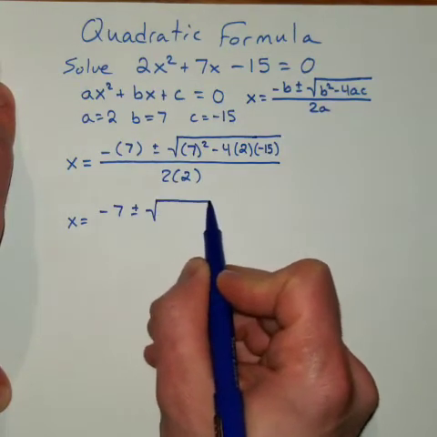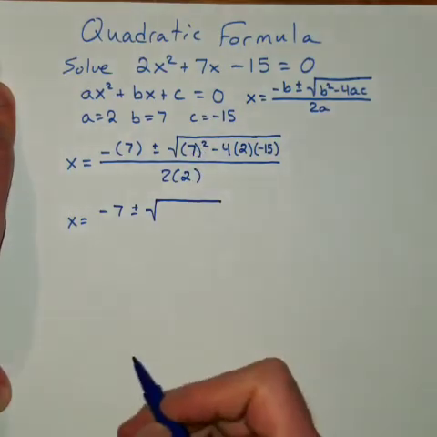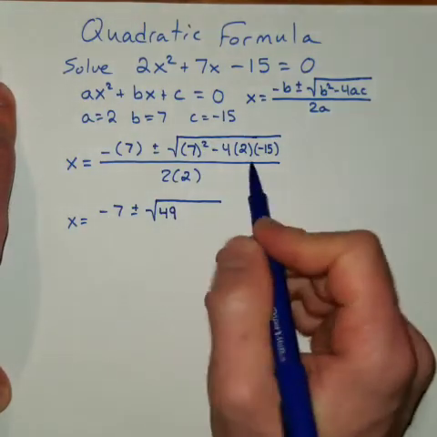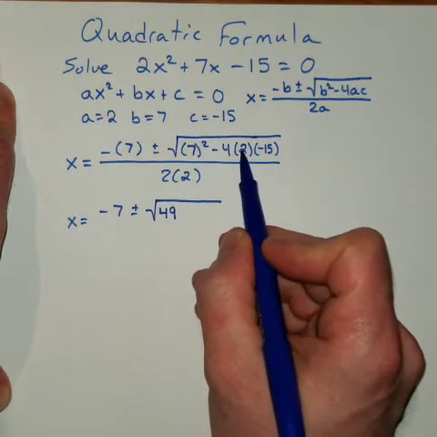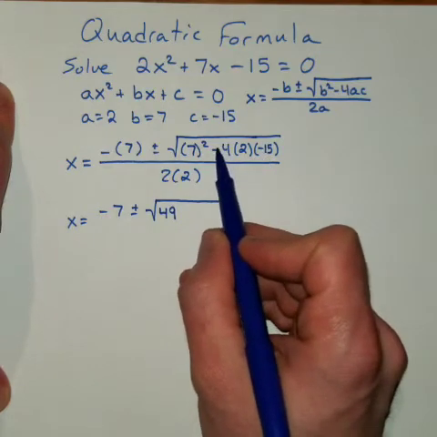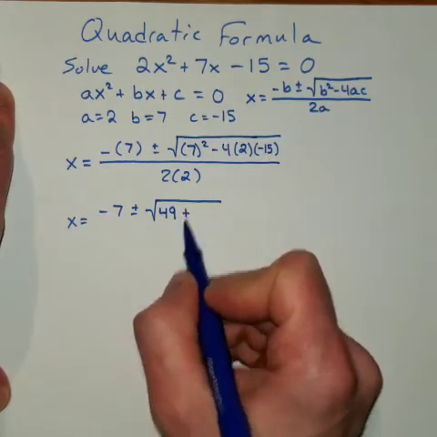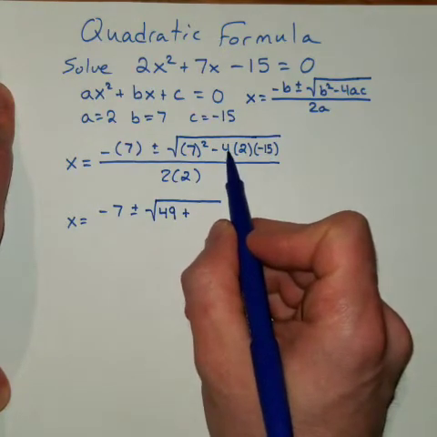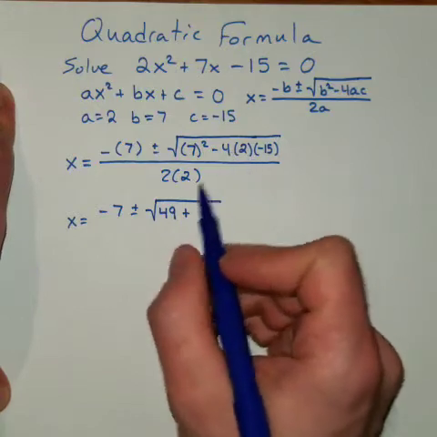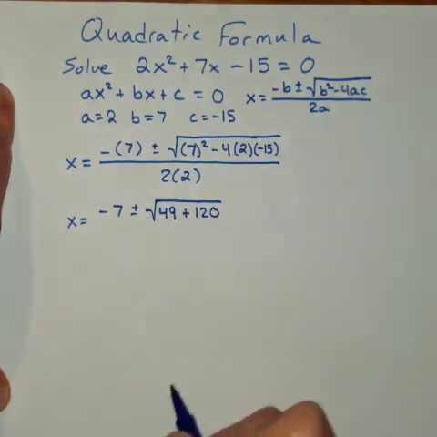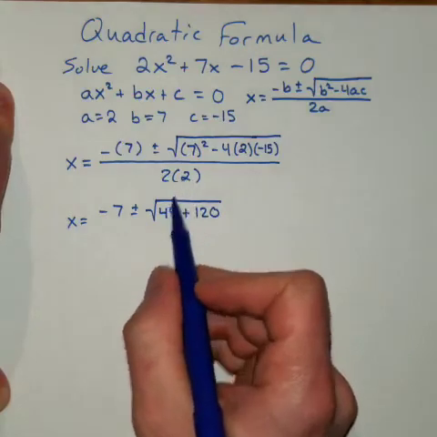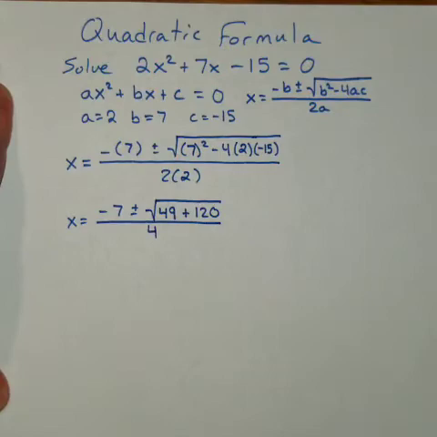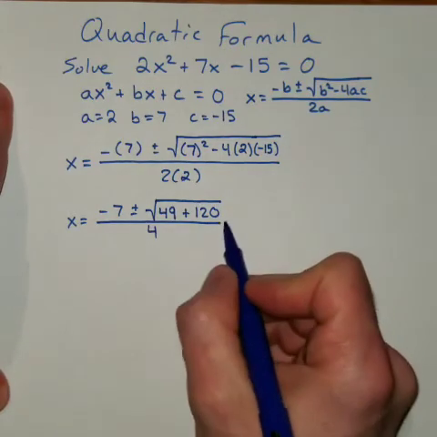We can do the 7 squared under the root. That's going to be a 49. And then here I've got negative 4 times 2 times negative 15. Well, the double negative makes this a plus. 2 times 15 is 30, and 30 times 4 is what, 120? Right? Yeah. And then on the bottom I've got 2 times 2, which is 4. Okay, so that wasn't too bad. I was able to get several steps done in one shot.